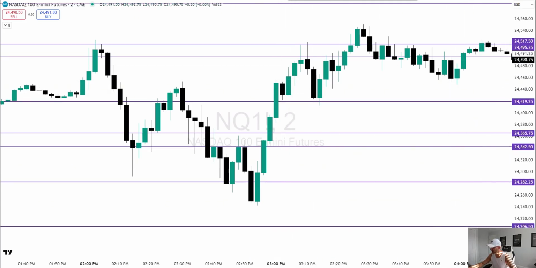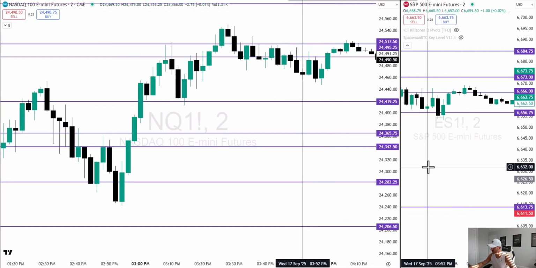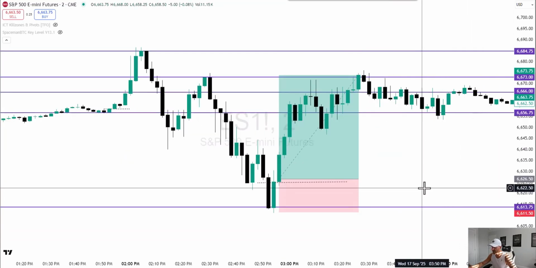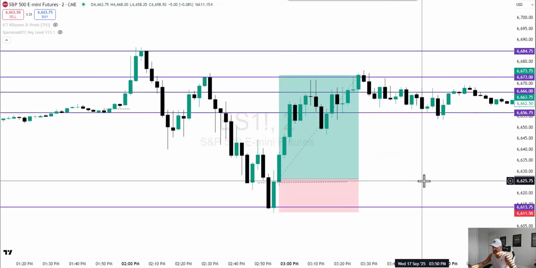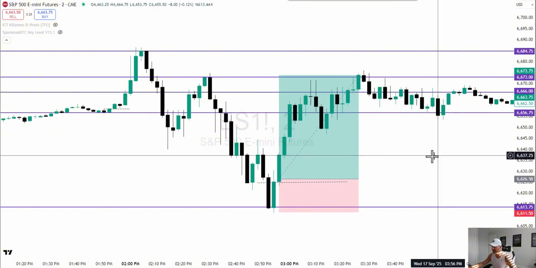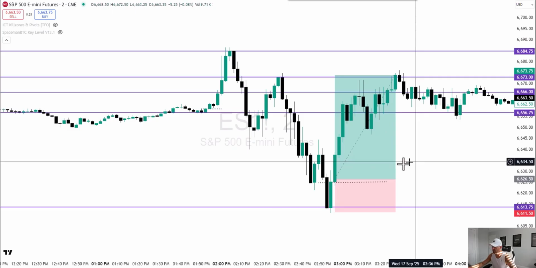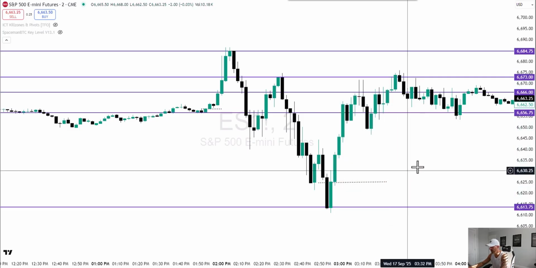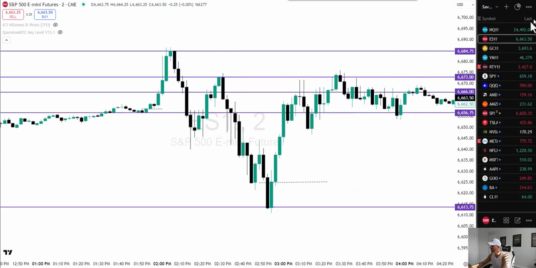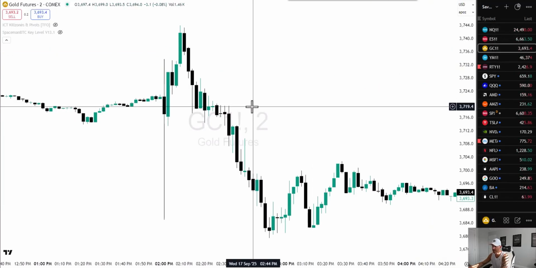Let's jump back onto ES and see if we get one. Just want to show you one continuation buy setup. Yeah, there's no real clean ones. Let's just see if there's anything on gold today. We had some good level moves on gold today.